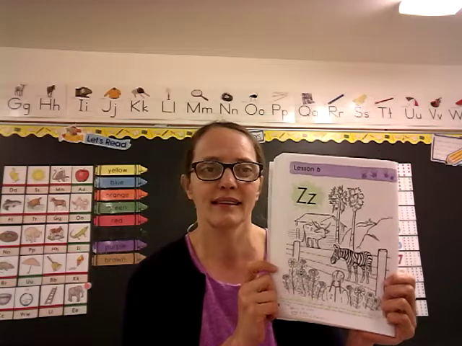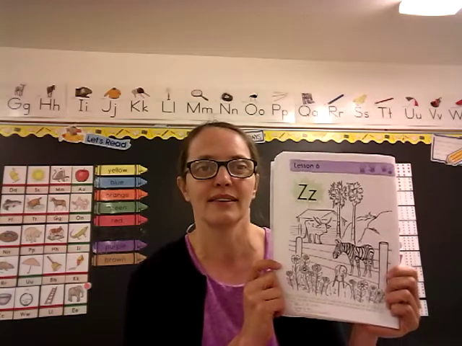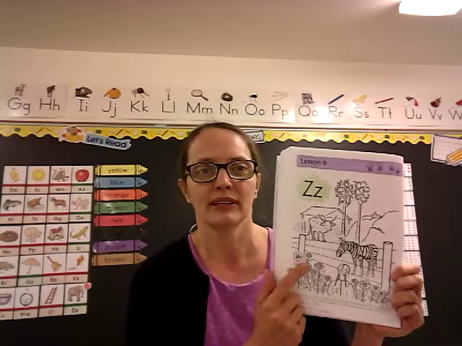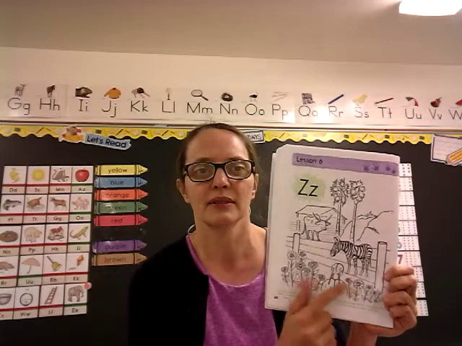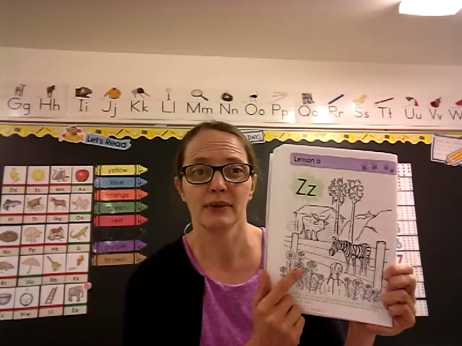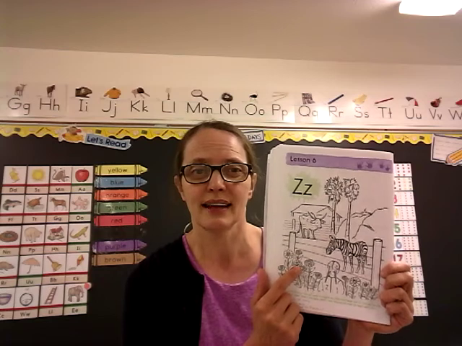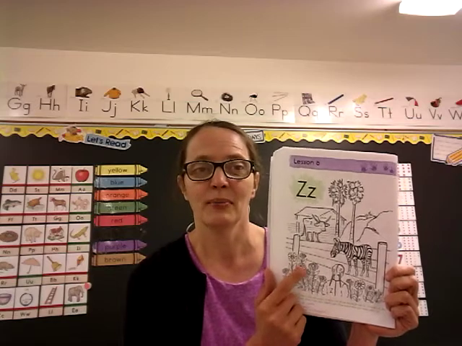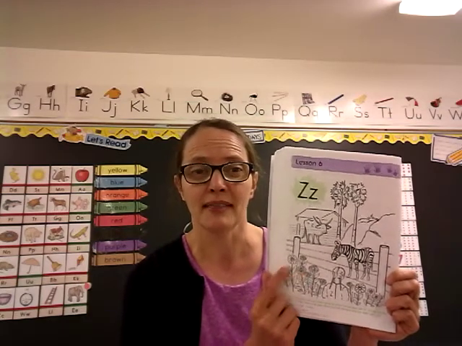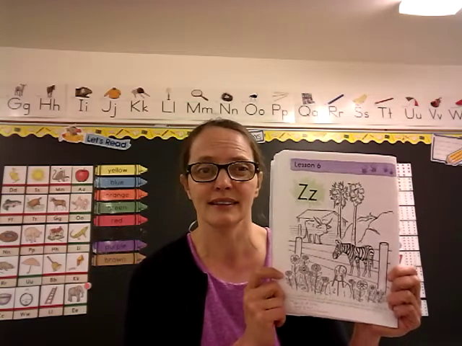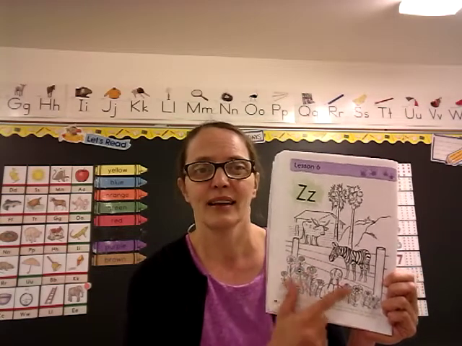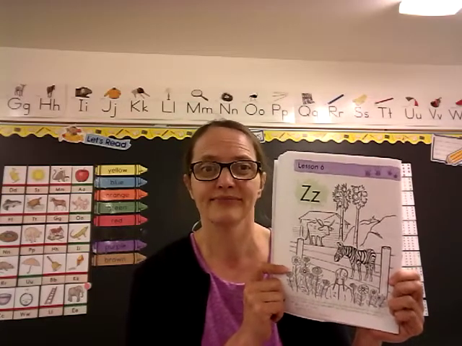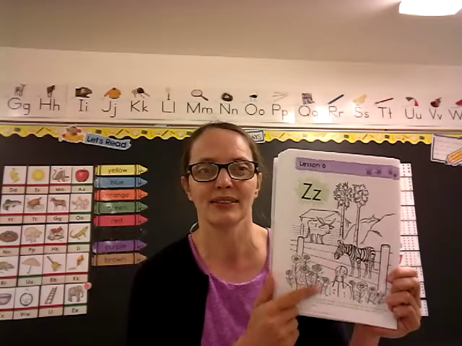Now do you see anything else in that picture that starts with the Z sound? You see these flowers here? See those flowers? Does flowers start with the Z sound? Flowers? What do you think, Ashton? No. But these flowers have a name. These flowers are called zinnias. Zinnias. Does zinnia start with the Z sound now? Yeah, so you can circle the flowers. Those are zinnias.